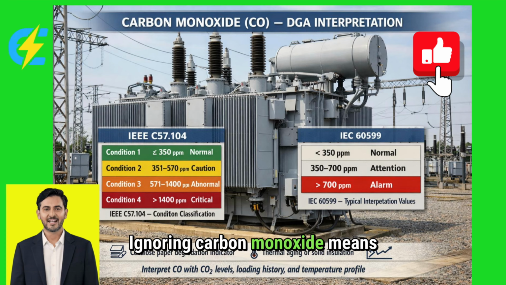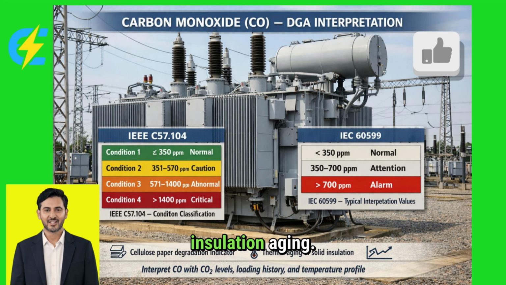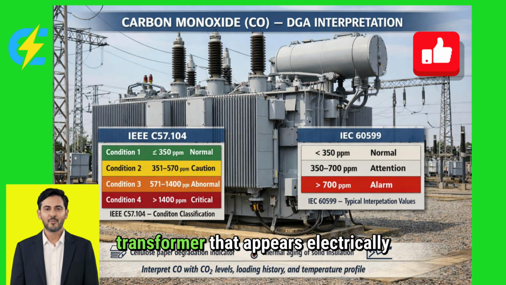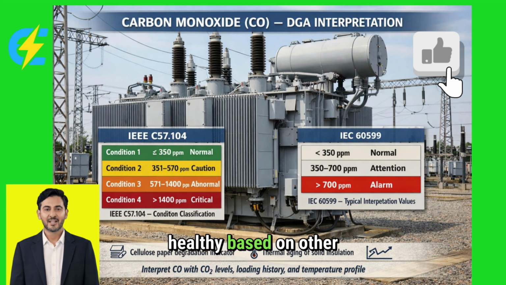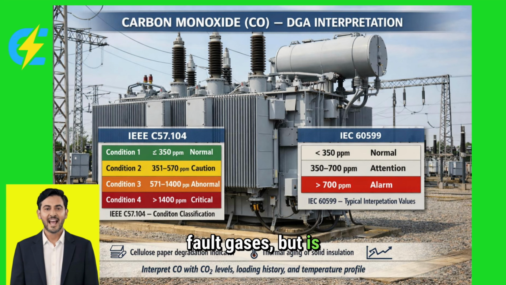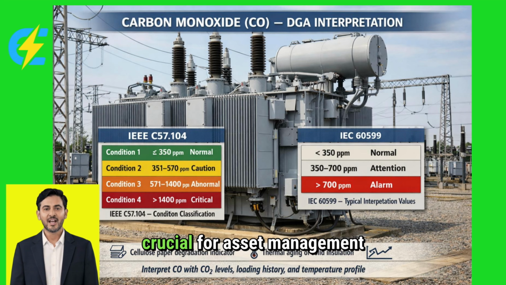Ignoring carbon monoxide means you are blind to insulation aging. You might have a transformer that appears electrically healthy based on other fault gases, but is actually approaching the end of its insulation life. This is why carbon monoxide monitoring is so crucial for asset management and long-term planning.